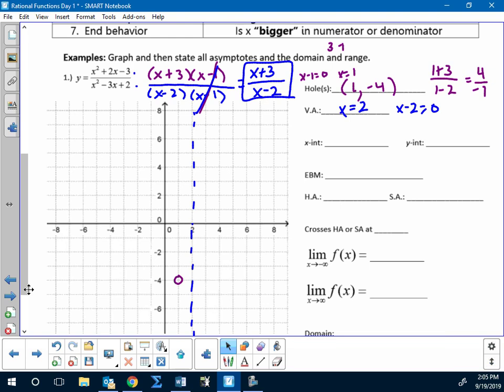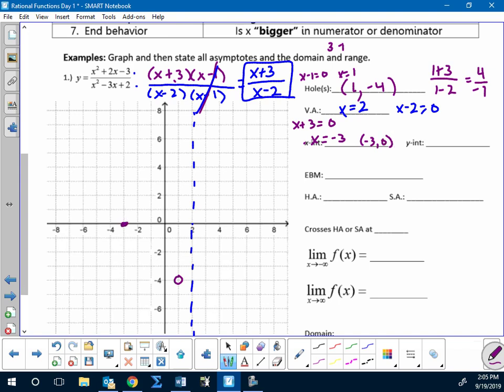We just set the bottom equal to 0, so to get your x-intercept, we have to take the top and set it equal to 0. So x plus 3 equals 0. x equals -3 is my x-intercept, but I really should write that as an ordered pair: (-3, 0). That's a point. It's right there, so plot that.